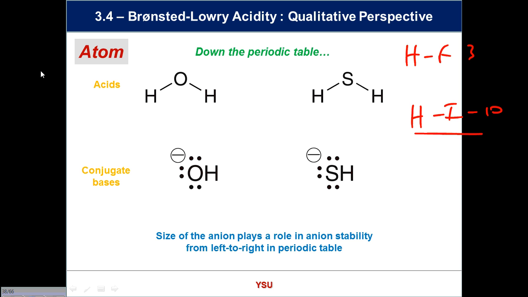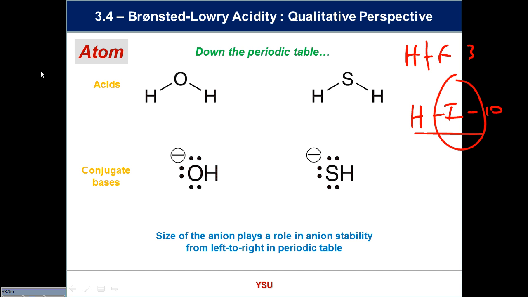Partly it's bond strength. Partly it's the fact that this is a stronger bond because the atoms are small, about the same size. That leads to efficient overlap in the bond and a strong bond. And as you head down the periodic table, I is huge. It does not overlap very well with hydrogen, so the bond is weaker. But also, as we head down the periodic table and the atom gets bigger, that helps spread the charge out in the conjugate base. So the bigger the ion, the more stable the ion typically. That might want to be written down.